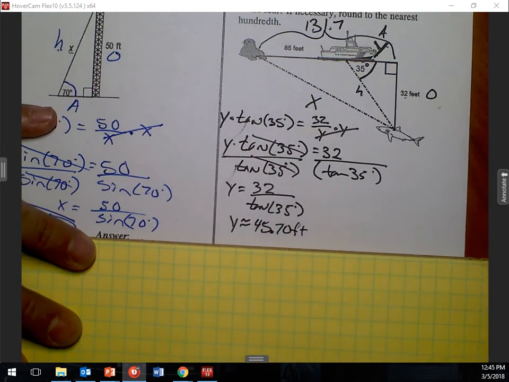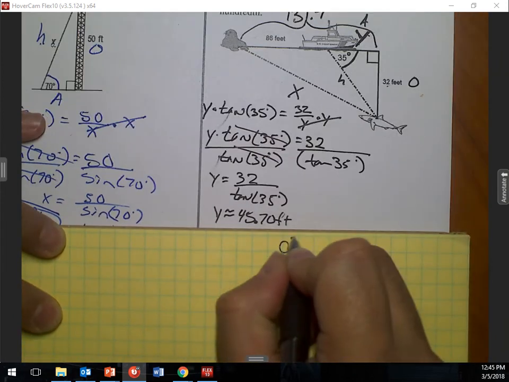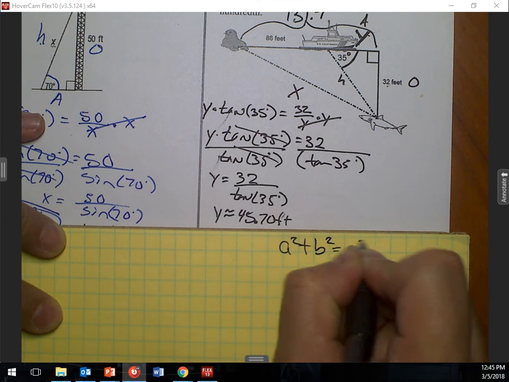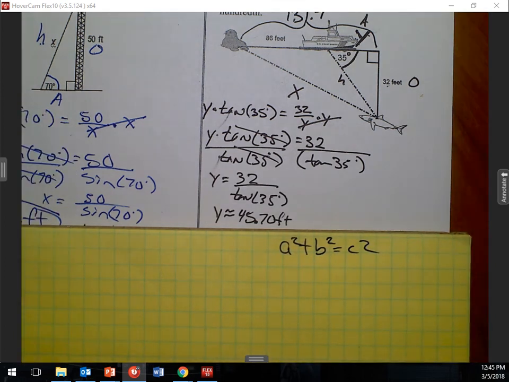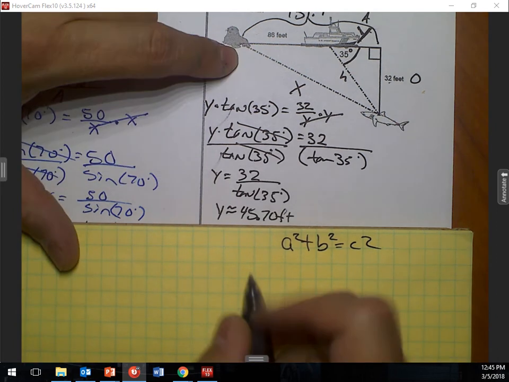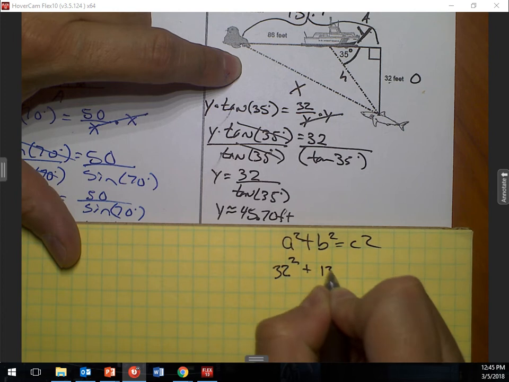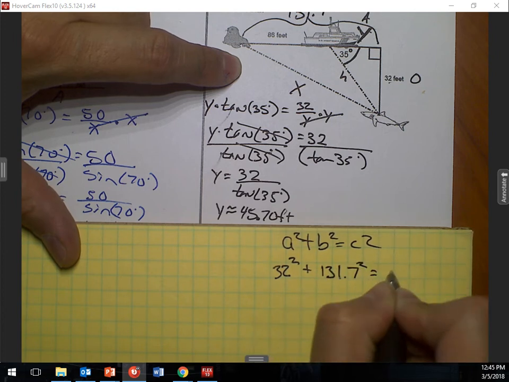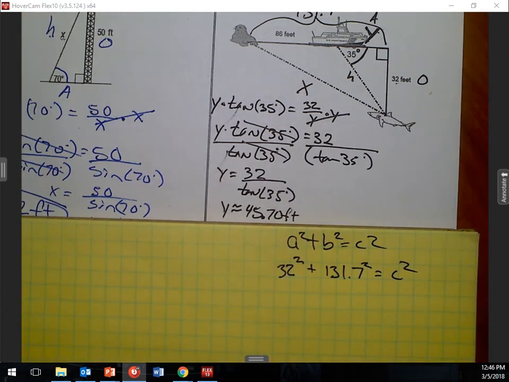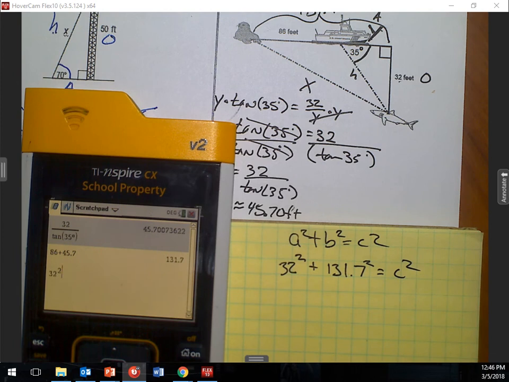So in the Pythagorean theorem, if this one over here is my hypotenuse, my a squared plus b squared equals c squared, my hypotenuse is always which one? The c, right? The c squared? So let's take a look. So I'm going to do 32 squared plus 131.7 squared is equal to c squared. Or in this case, the c is my hypotenuse, right? So 32 squared plus 131.7 squared.